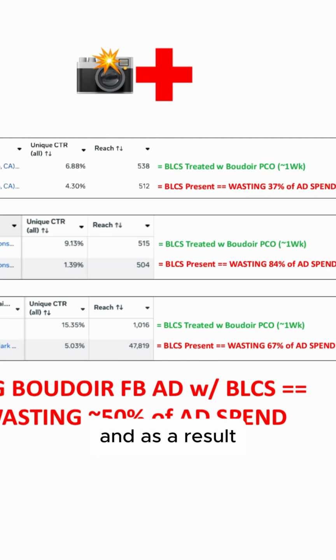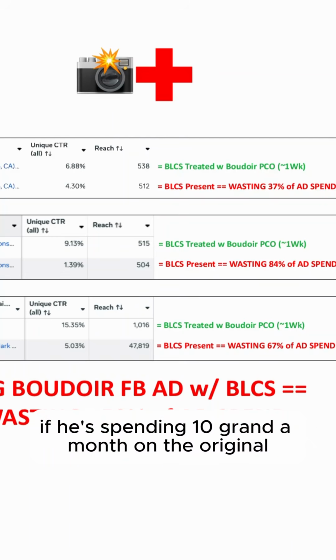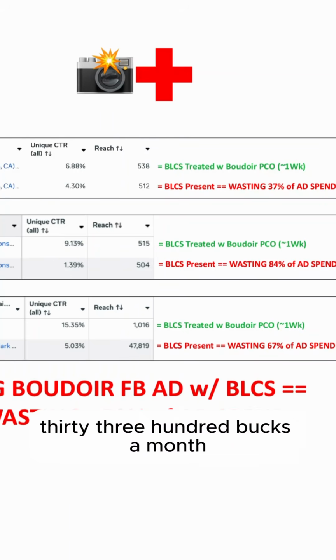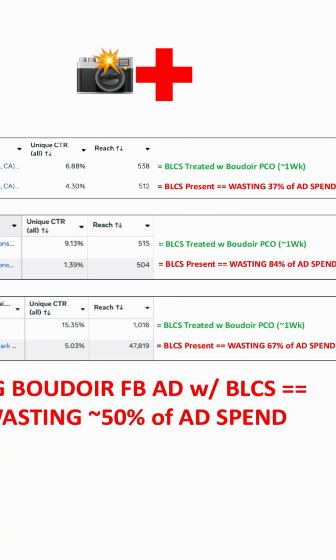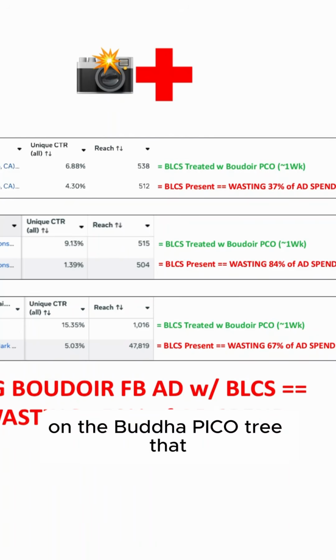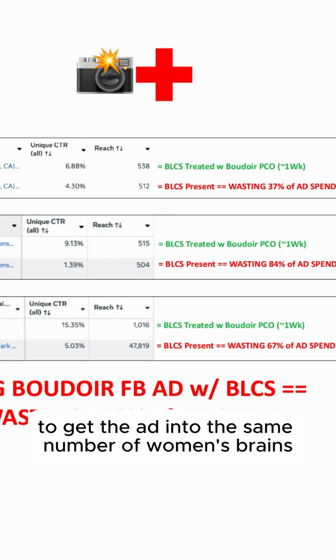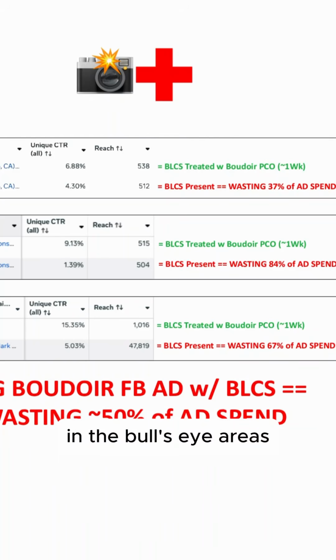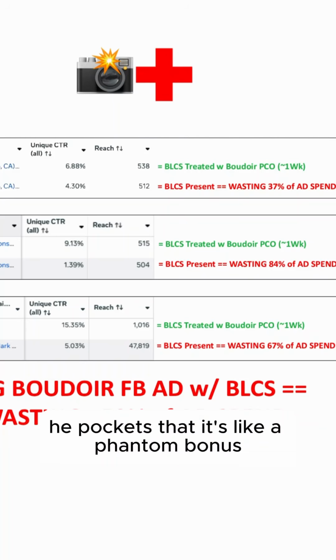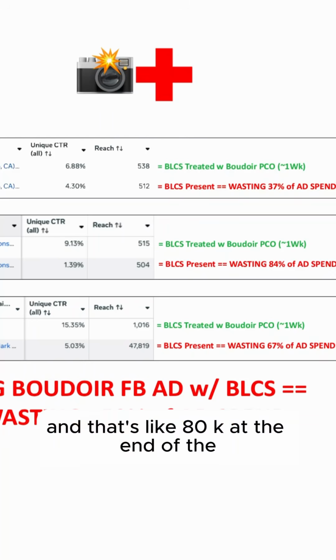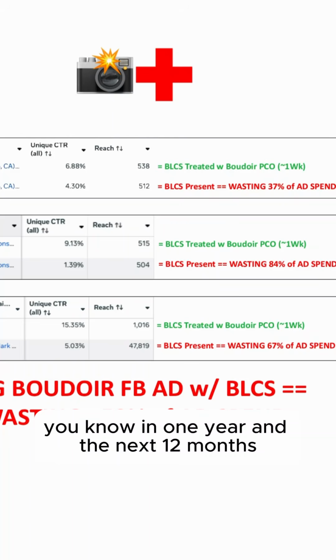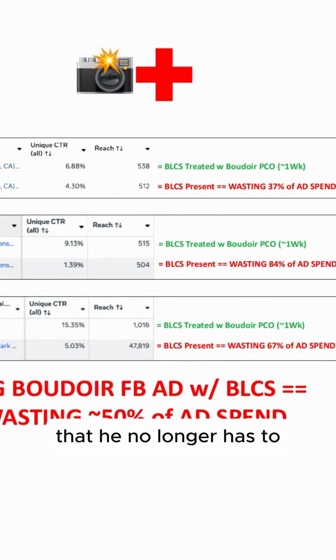And as a result, if he was spending 10 grand a month on the original, now he only has to spend 3,300 bucks a month on the Boudoir Pico treated ad to get the ad into the same number of women's brains in both scenarios. So that extra 6,700 bucks a month, he no longer has to spend. He pockets that. It's like a phantom bonus, and that's like 80K in 1 year, in the next 12 months, that he no longer has to spend.